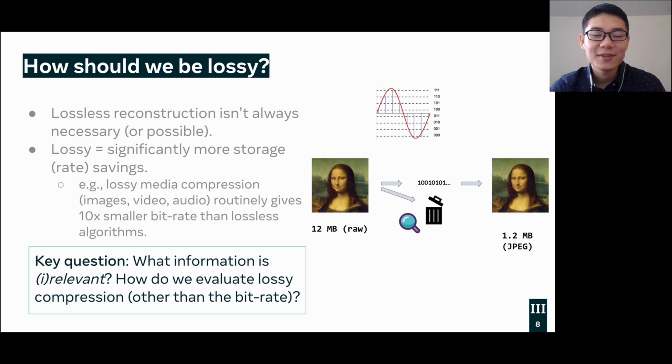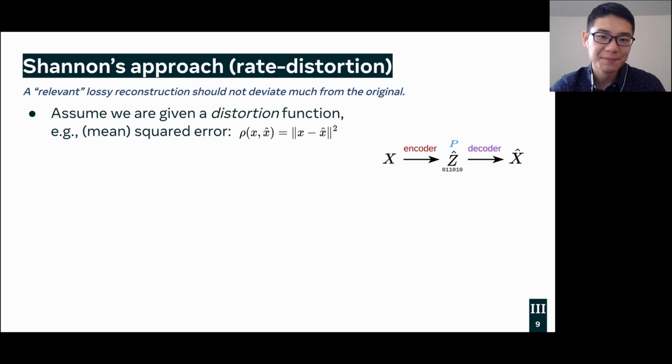We'll come back to this question many times later, but for now, we'll consider a basic and also very well-established approach, and also the one originally taken by Claude Shannon. The idea is this: we will quantify the relevance of our reconstruction by looking at how much distortion or deviation there is between the reconstruction and the original input data. And to do this, we assume that we're given some kind of distortion function rho, and most often this is a squared error or a mean squared error. We'll also revisit this choice later on.